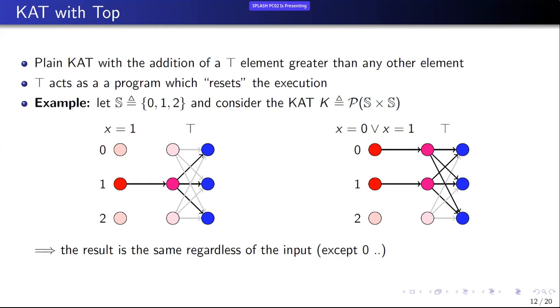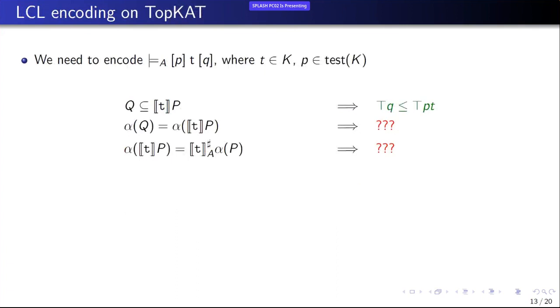we obtain again the full postcondition. So no matter the input, we always obtain the same output. So that's why this is typically interpreted as an element which resets the execution. We can now go back to our problem.